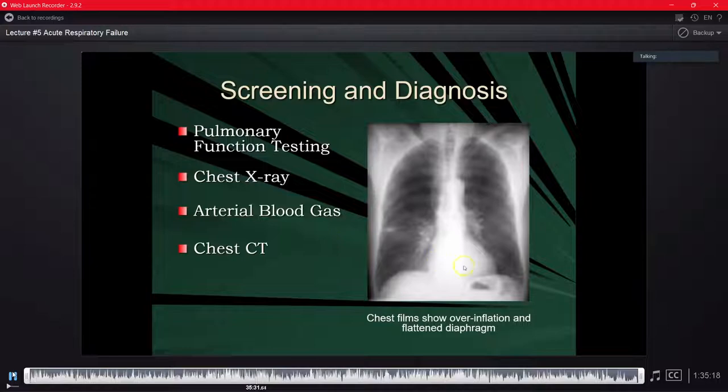Okay. These right here are overinflated lungs, and I can see that. Okay. It's what you would see in a chronic bronchitis, emphysema patient. What I mean by they look amazing is that they are clear.